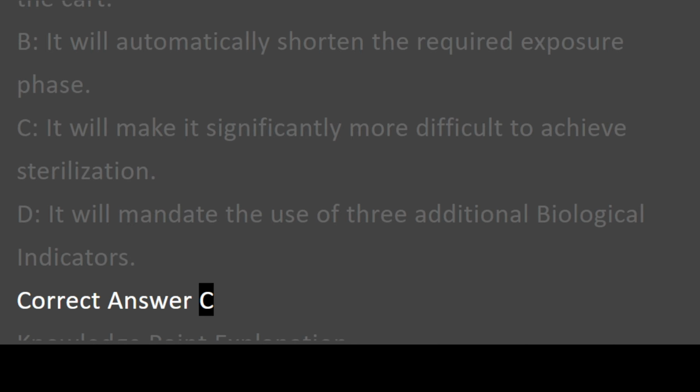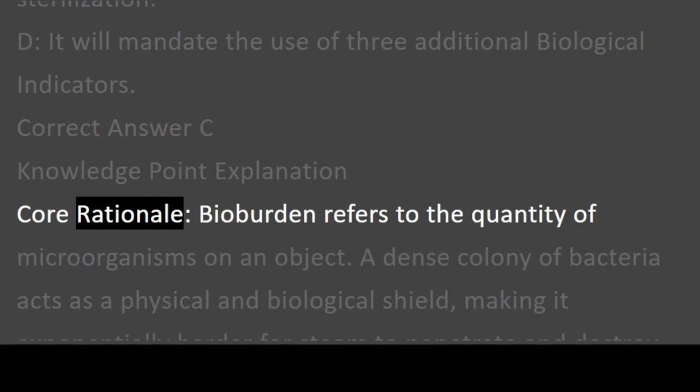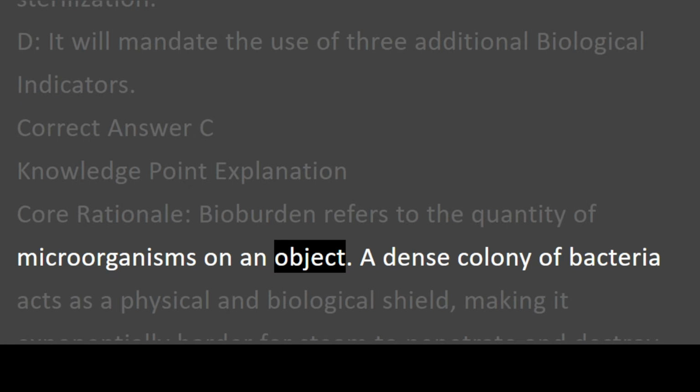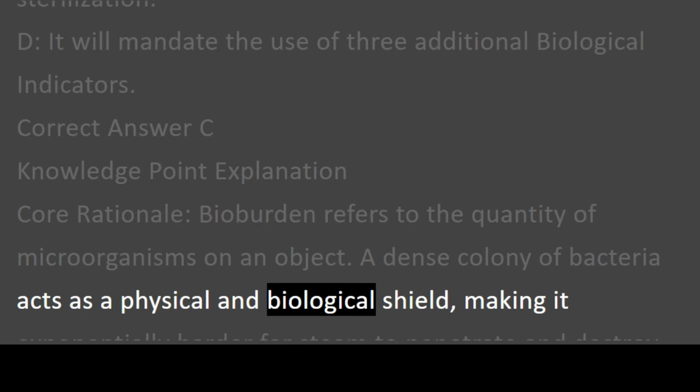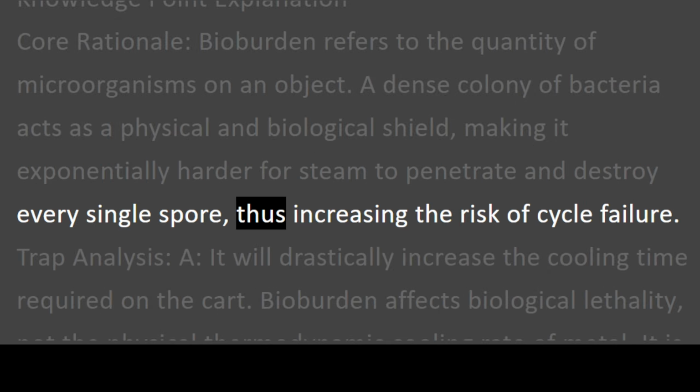Correct answer C. Knowledge point explanation. Core rationale. Bioburden refers to the quantity of microorganisms on an object. A dense colony of bacteria acts as a physical and biological shield, making it exponentially harder for steam to penetrate and destroy every single spore, thus increasing the risk of cycle failure.